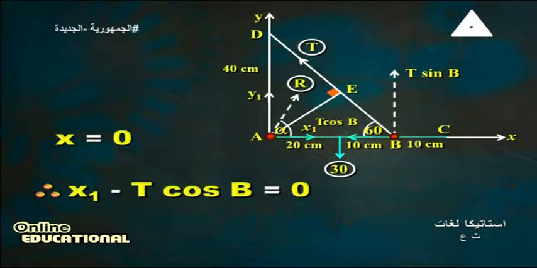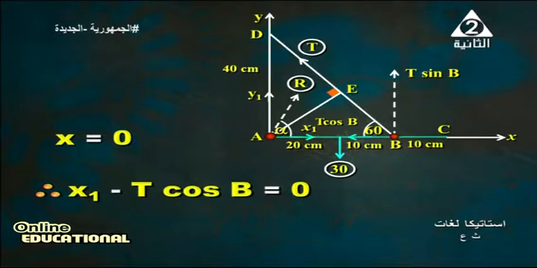Summation of X must be equal to 0. By summation of X equals 0, what is the force on the horizontal axis? X1 and T cosine B. Therefore, don't forget, we resolve T, the tension force, into two forces, T cosine 60 and T sine 60, vertical and horizontal.